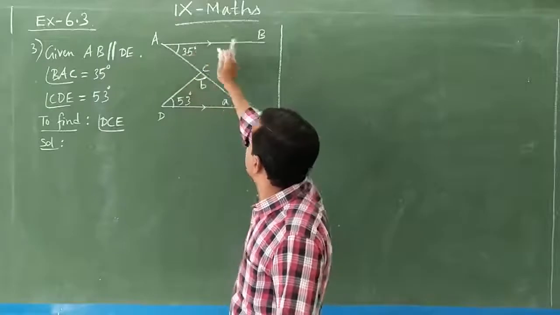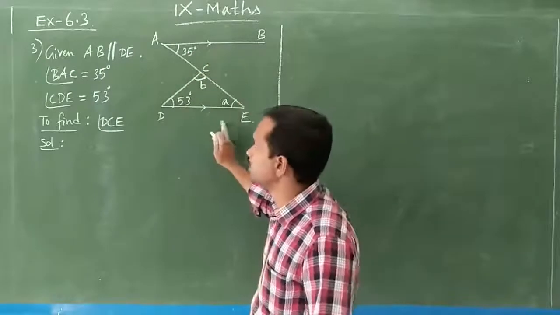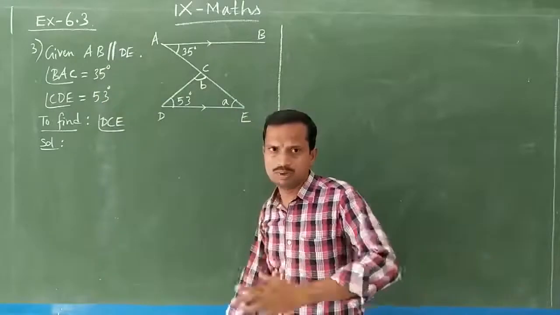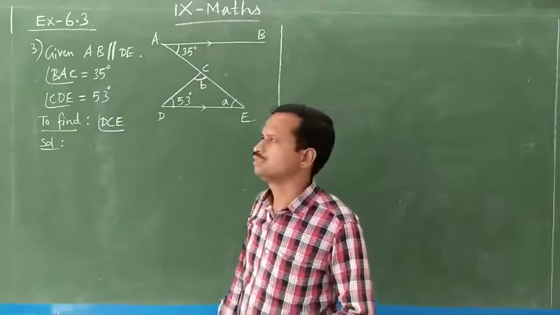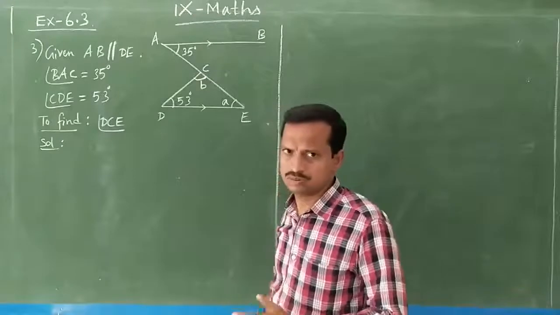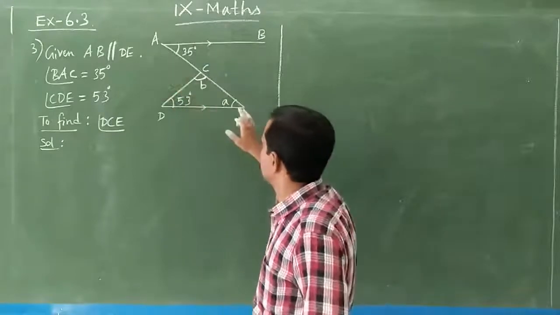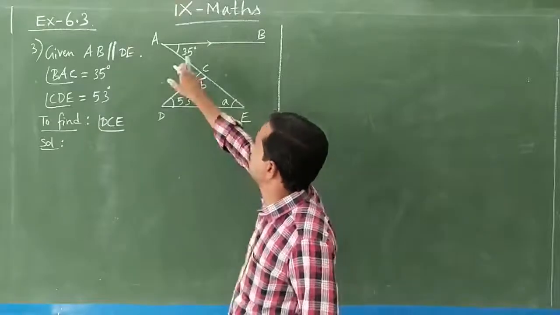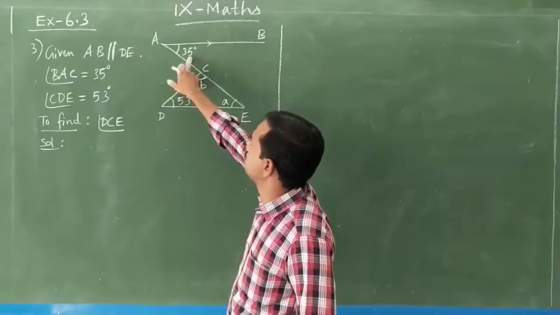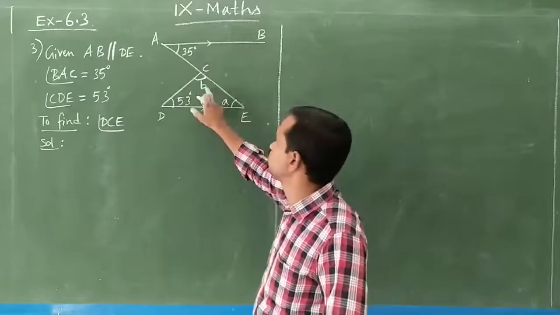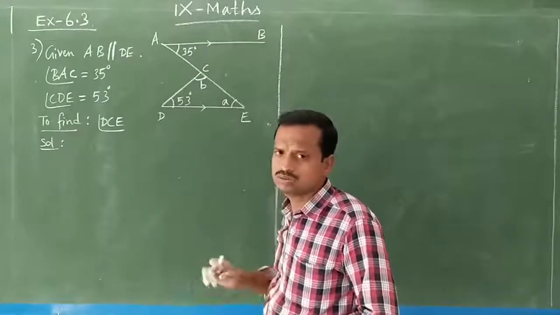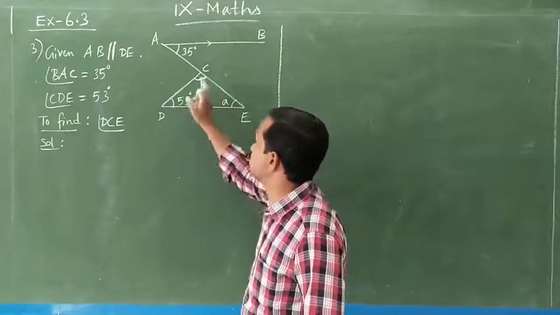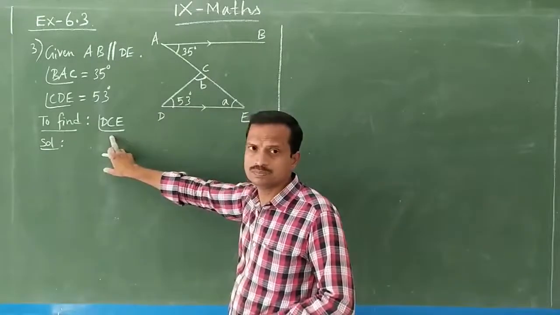So they are telling that AB is parallel to DE. So given AB parallel to DE, and you know, if the parallel line exists, then we can consider a transversal. Definitely will be there. So the transversal AE is there. So by using this transversal, we can say this 35 degree and this angle A. So these two are A and B. Just for our convenience, I gave a name to this angle DCE. You see, this is what to find.